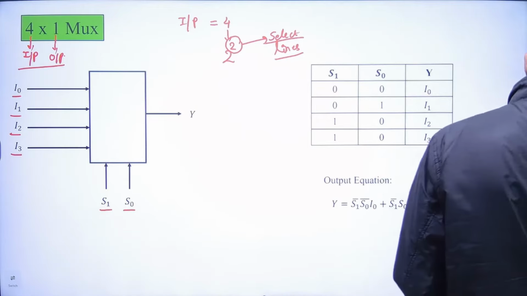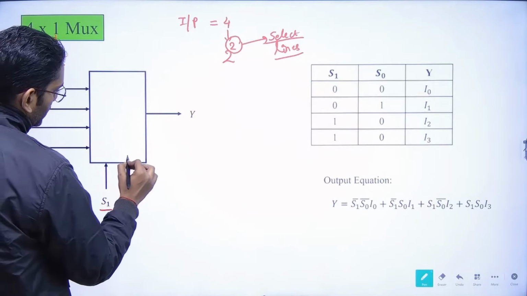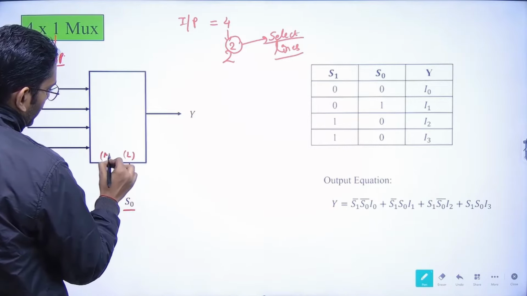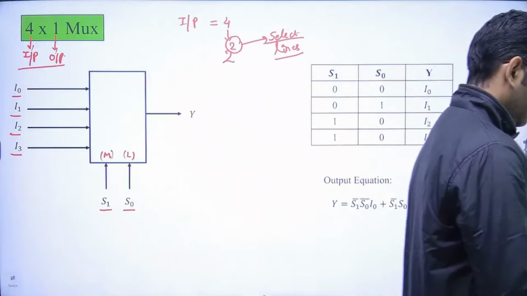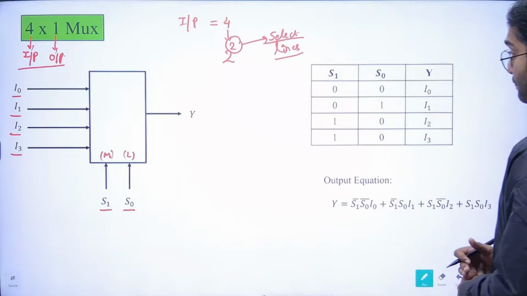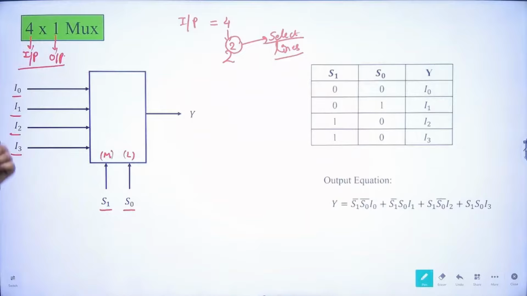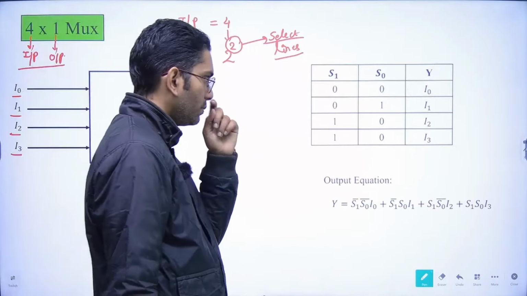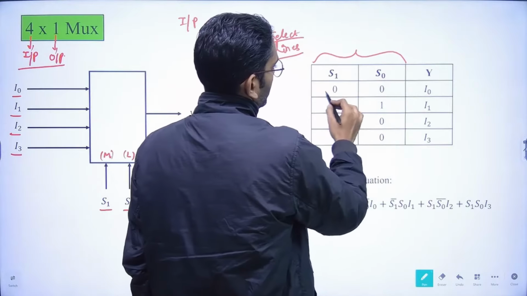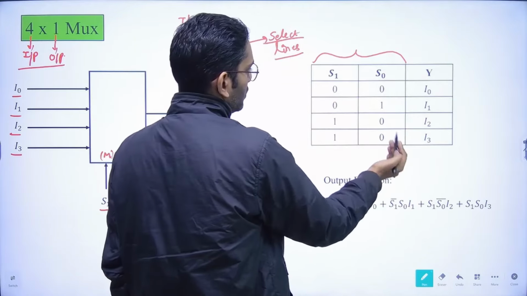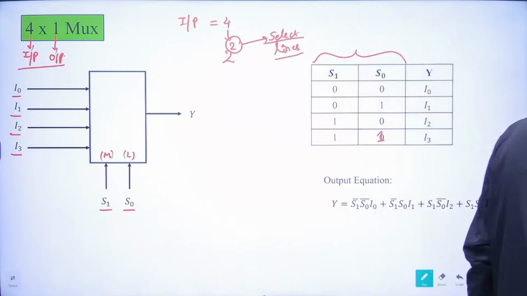Now here in this case, this is the LSB and this is the MSB. Now coming to the combinations. For two select lines, how many combinations would be possible? For two select lines, 4 combinations would be possible. So these 4 combinations are being written over here. 00, 01, 10. Oh, sorry. It would be 1, 1.